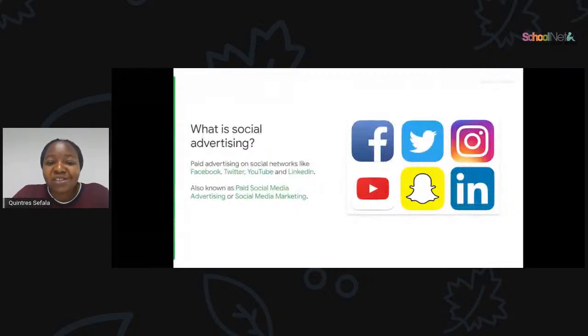And then what is social advertising, right? So basically, it's advertising on your social media platforms like your Facebook, your Twitter, your YouTube, your LinkedIn. And there's also the likes of your paid social media advertising as well as your social media advertising.